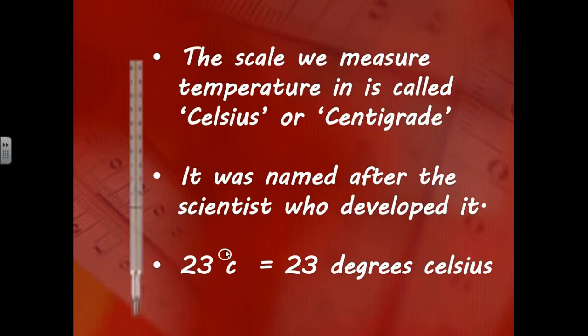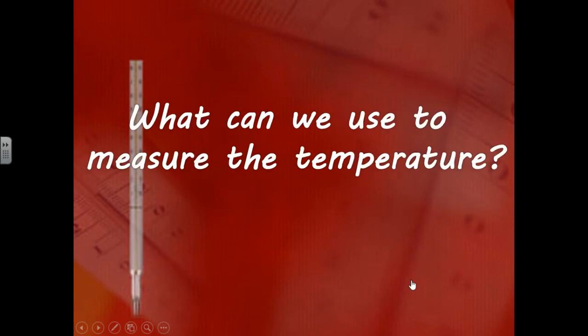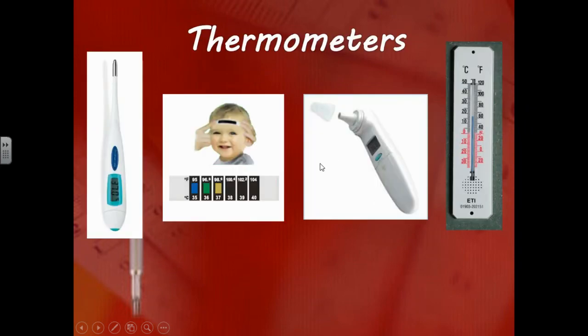Now, the scale we measure temperature in is called either Celsius or centigrade. It was named after the scientist who developed it. So in this case, we've got 23. We've got the circle, which is the degrees, and then we've got the C to say whether it's Celsius or centigrade. So in this case, it's 23 degrees Celsius. What can we use to measure the temperature? We can use all these different types of thermometers to measure temperature.